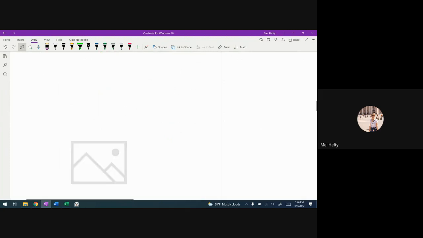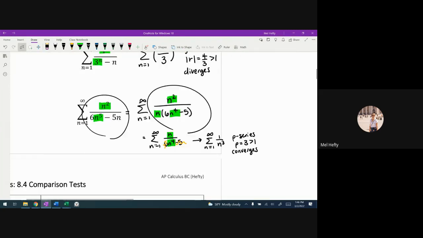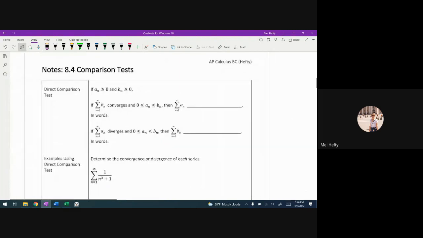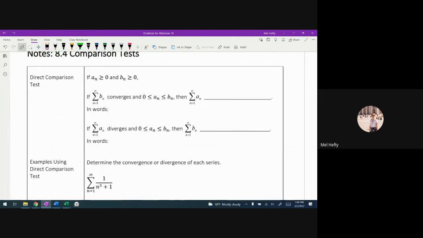So we're going to do 3 questions with direct comparison test. And then we're going to flip and do 2 questions with limit comparison test. I will tell you, I have a very strong preference for limit comparison test personally, because even though it's a little bit more work, it works for all of the problems. Direct comparison test only works for certain problems and not for other ones.